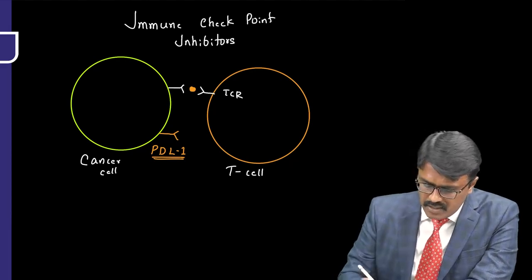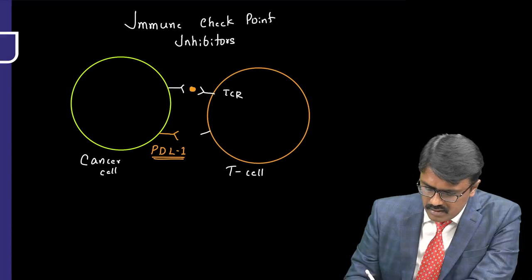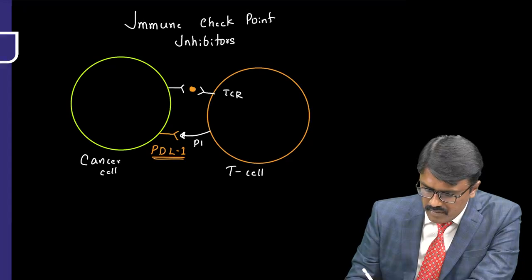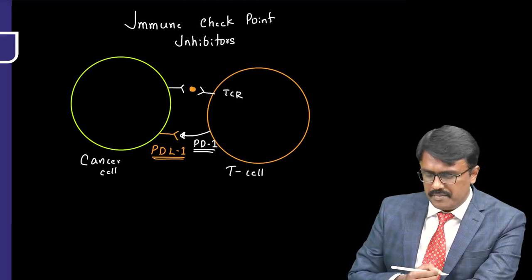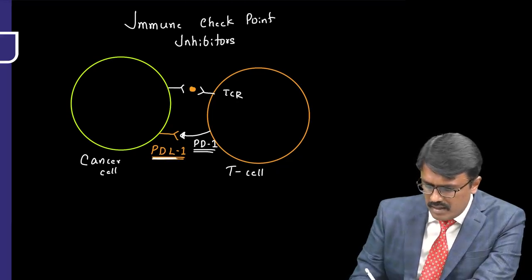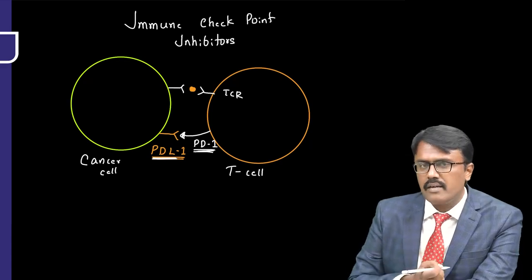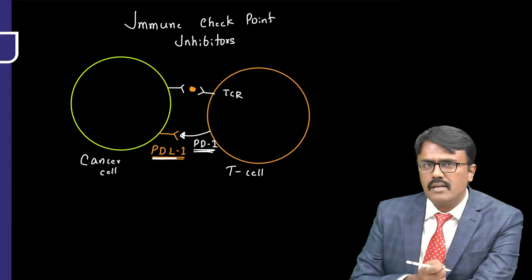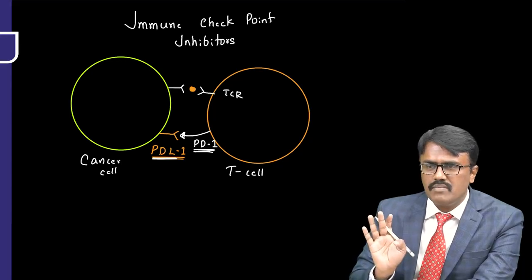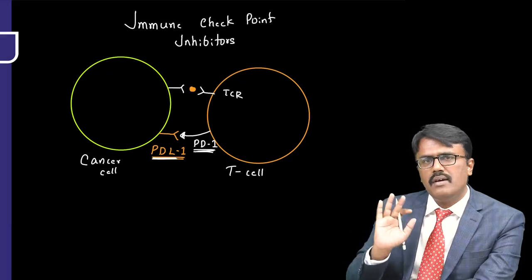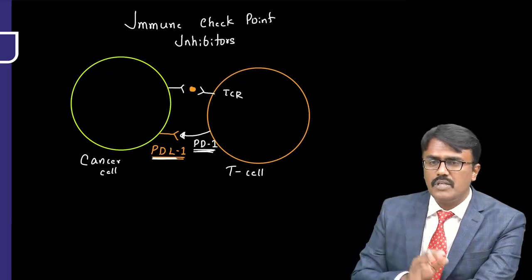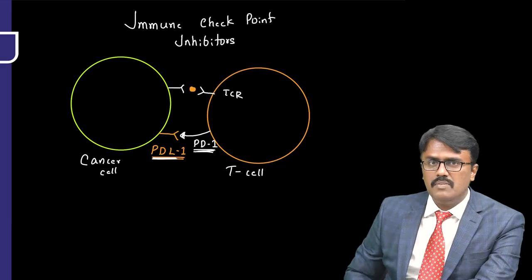If that is expressed, this will combine with one more molecule from the T cell, and that is called programmed cell death 1. If they both bind, the T cells will not attack the cancer cell. That is a pass for them. So you are also normal, don't worry, we will protect you. So this was learned by the scientists. See how important research is.